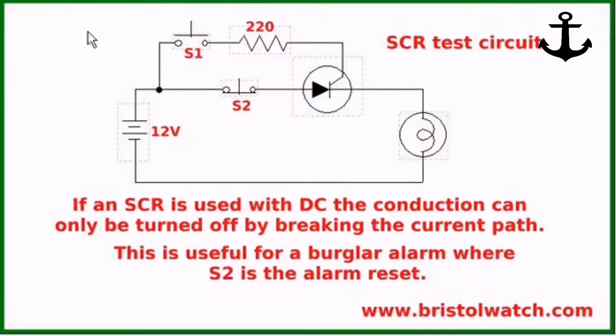This is one of the problems you're going to run into with both triacs and SCRs, since triacs are built from SCRs, as we will shortly see. The only way to cut the light bulb off is to press S2, which will break the current path and turn off the SCR. This is handy, for instance, in burglar alarms, where this might be a window switch that switches on the alarm, but you cannot turn it off until you hit the reset.